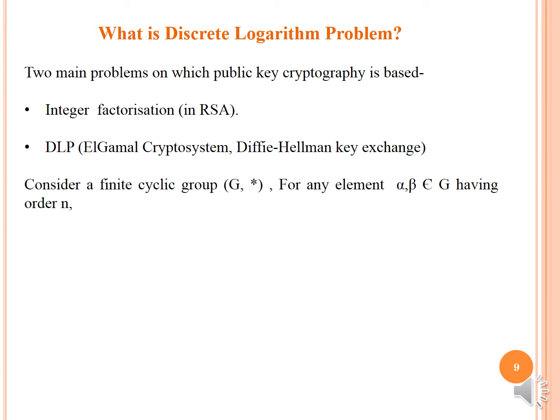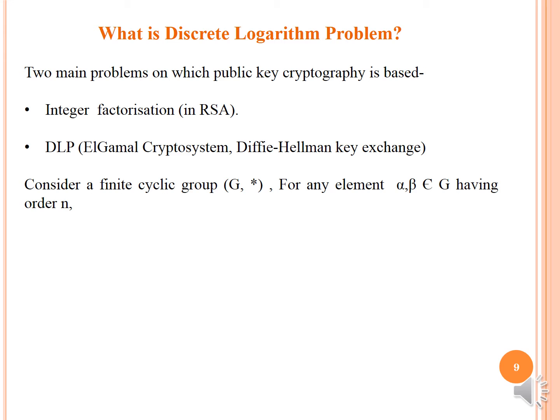So let's discuss our main course. What is the discrete log problem? There are two problems on which public key cryptography is based. First, it is very difficult to factorize the value of n in the RSA cryptosystem, and it is very difficult to find the discrete log value in the Diffie-Hellman key exchange and ElGamal cryptosystem.